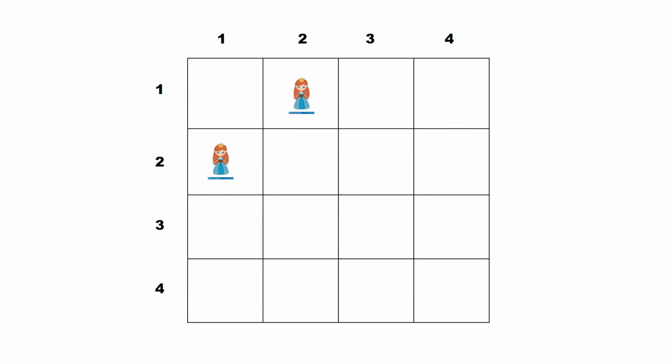Now we try to place the second queen. So can we place the second queen here? No, because diagonal. So what to do? Increment the column.